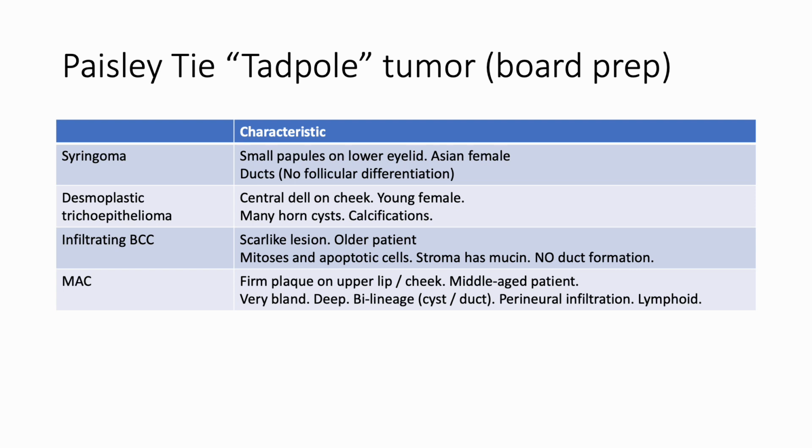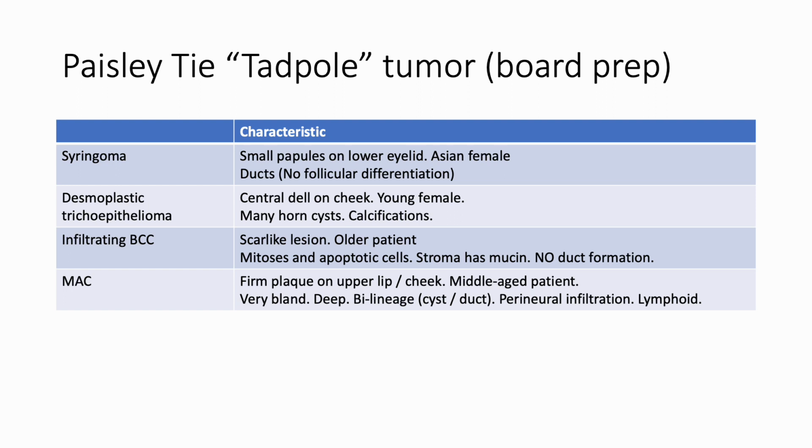So as we mentioned in the MAC slide, if they want you to make the diagnosis of MAC, it should not be a superficial biopsy. It should be a very deep excisional biopsy, so you can see it has an infiltrating pattern from top to bottom. And clinically, it usually happens in the cheek or lip of a middle-aged patient. The key feature, bilineage, is the keyword, along with lymphoid aggregates and perineural invasion.